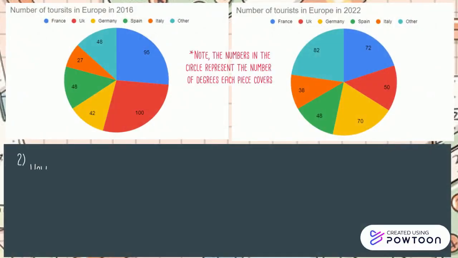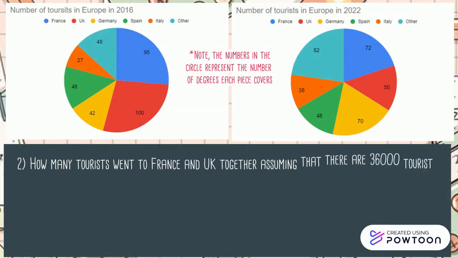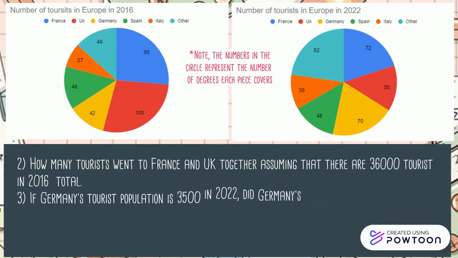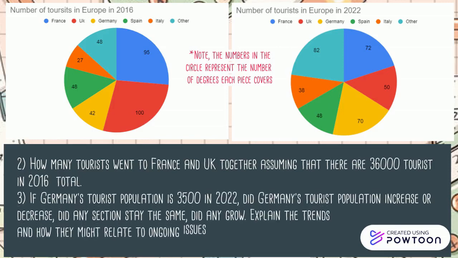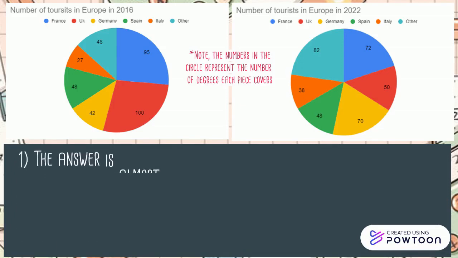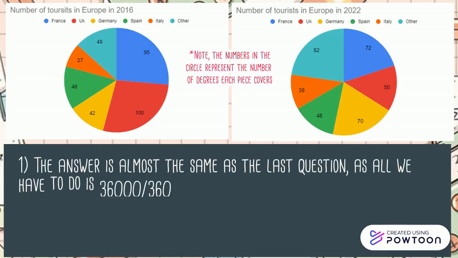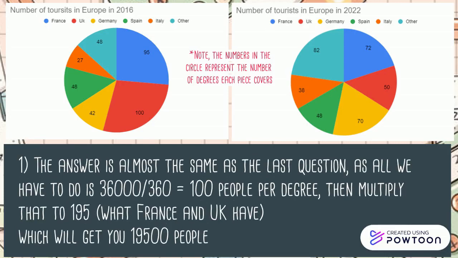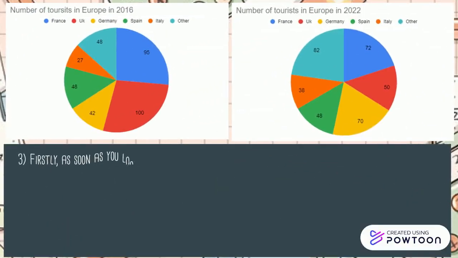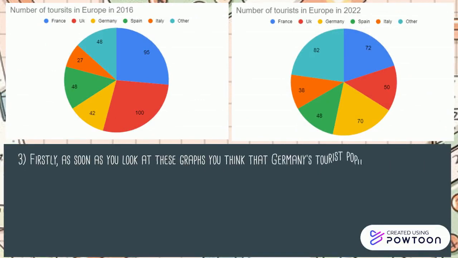Now, let's get to the next question. In this question, we're comparing two graphs. So I'll let you take a look at these questions for a few seconds. The answer is almost the exact same as the last question, as all we have to do is 36,000 divided by 360, which is 100 people per degree. Then multiply that by 195, which will get you 19,500 people.